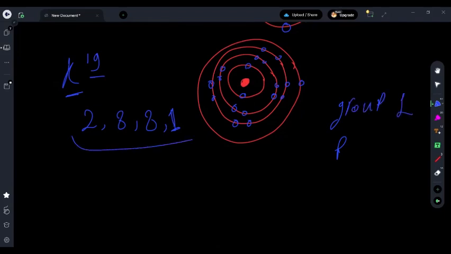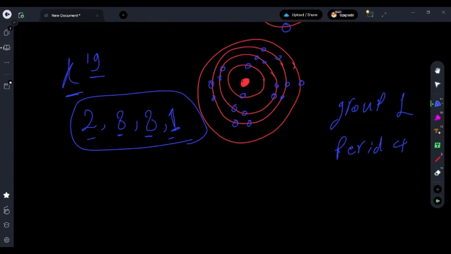Here you have 4 shells. 2, 8, 8, 1 means you have 4 numbers, which means you have 4 shells. So potassium is in period number 4.